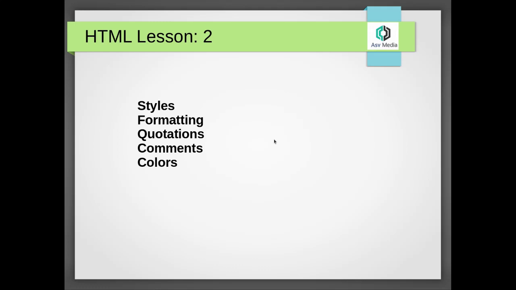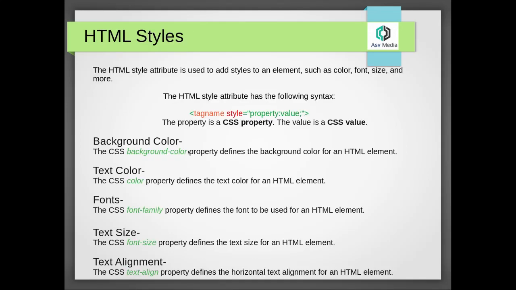In this video you will get to know about HTML styles, formatting, quotations, comments, colors. So let's start with HTML styles. The HTML style attribute is used to add styles to an element, such as color, font, size and more. The HTML style attribute has the following syntax: starting with an angle bracket, the tag name, and the style attribute, style equals, and here the CSS property and here the CSS value.